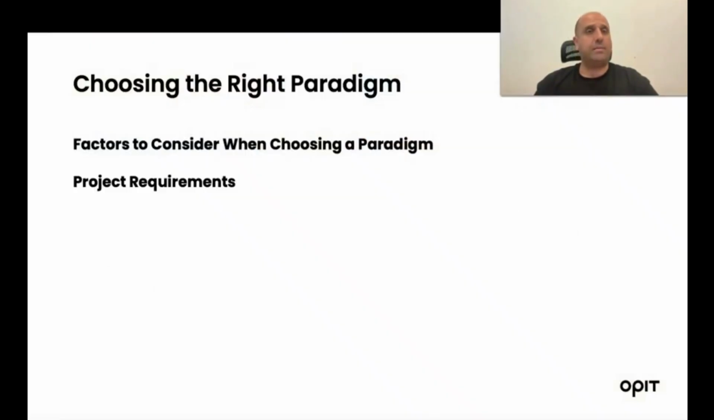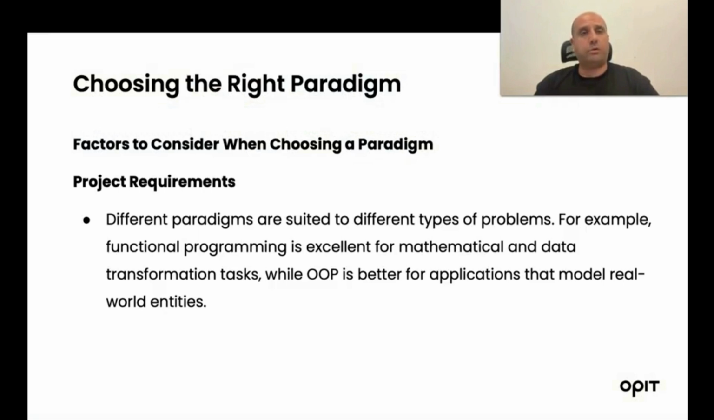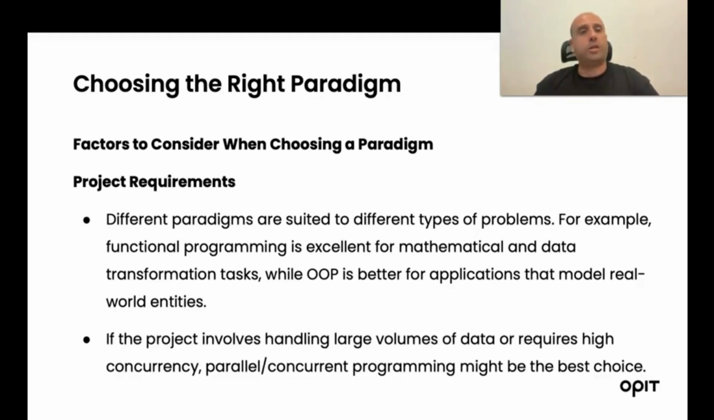Let's choose the right paradigm. What are the factors? First of all, the project requirements, because different paradigms are suited to different types of problems, like functional programming is excellent for mathematical and data transformation tasks, while OOP is better for applications that model real-world entities. If the project involves handling large volumes of data or requires high concurrency, parallel programming would be a better choice.